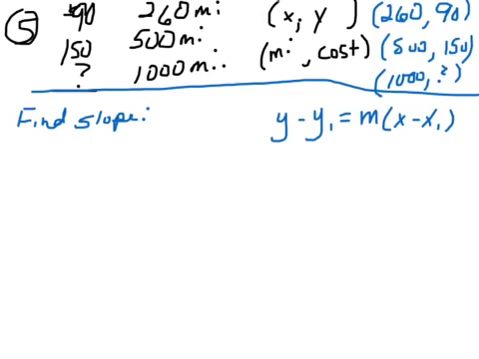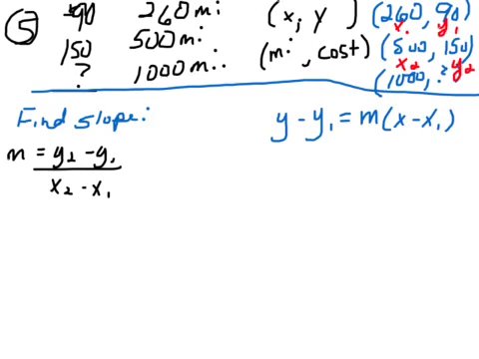I need to label my points. This time I left myself a little more room. I labeled the first point x1, y1, the second point x2, y2. So here we go. Let's find our slope. The slope formula is y2 minus y1 over x2 minus x1. So I got a fraction, and I'm subtracting on top, and I'm subtracting on bottom. Let's go plug those numbers in, and I'll do it in red.